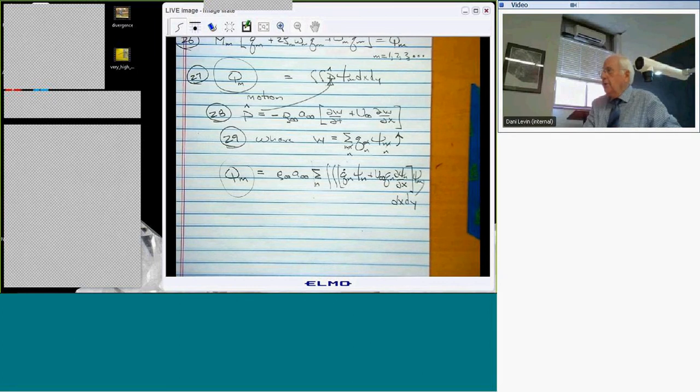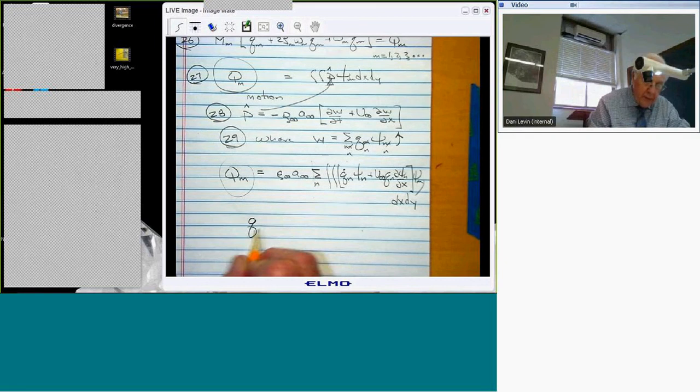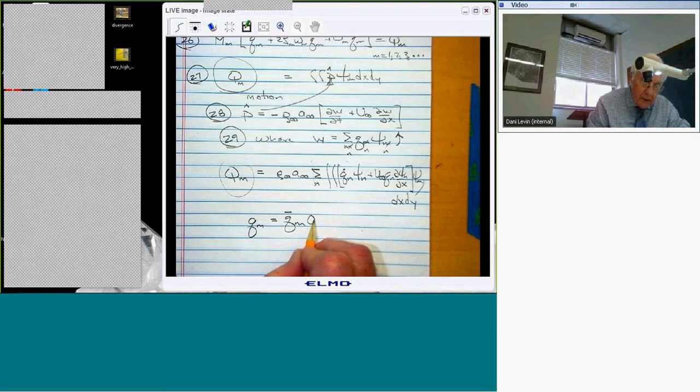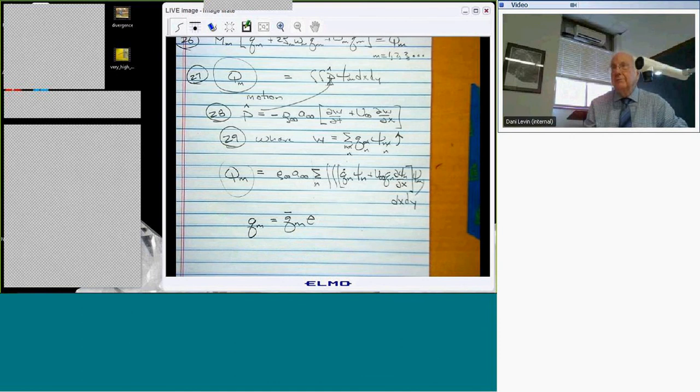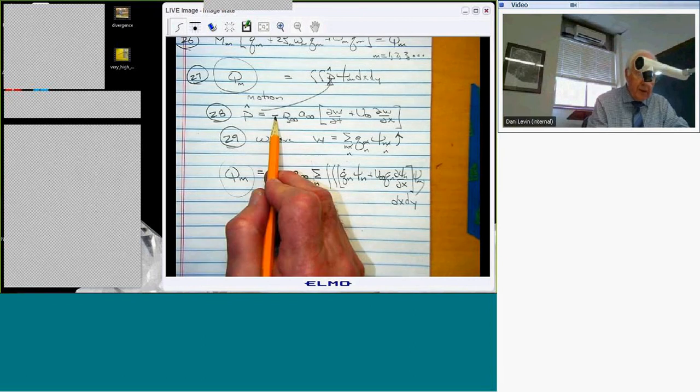What do I do with them? Well, how do I do a flutter analysis? Well, I take q sub n or q sub m. They're all the same. And I assume it's q sub m bar, and I could either choose e to the i omega t, or I could choose e to the lambda t. It doesn't matter because, yeah. In equation 28, there's a minus sign here, right?